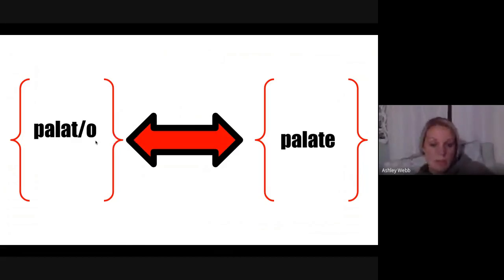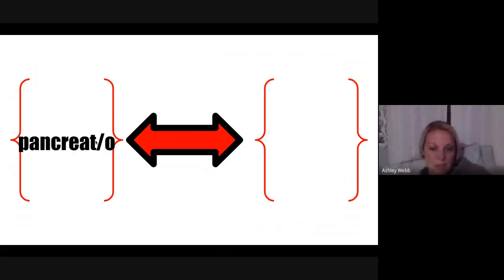Whether we're talking about the hard palate in the roof of your mouth or the soft palate that's a little bit further back in the roof of your mouth. Okay. When I see this, I think pancreatic, which of course I think of pancreatic cancer, and I think cancer pertaining to the pancreas.